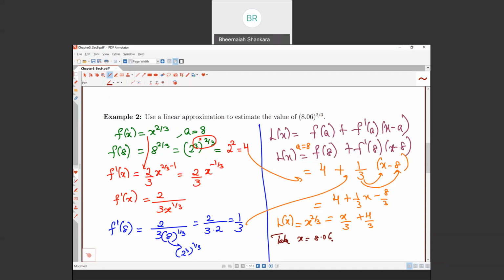When you plug this back here, the expression becomes 8.06 to the 2/3. The right hand side becomes 8.06 divided by 3 plus 4 over 3. This can be simplified and you get 4.02. So the linear approximation of 8.06 to the 2/3 is 4.02. So we were able to calculate the approximation without using a calculator, but using the linear approximation formula.